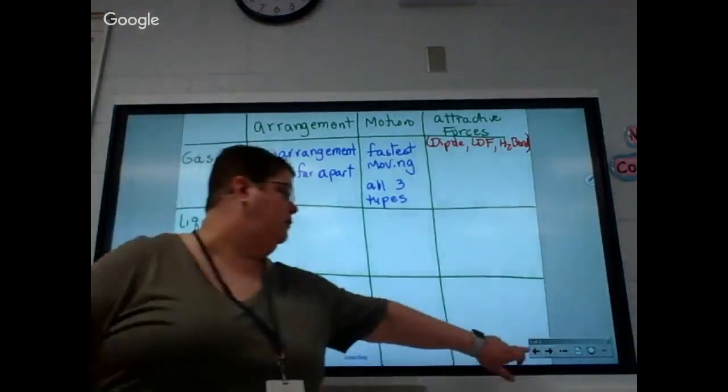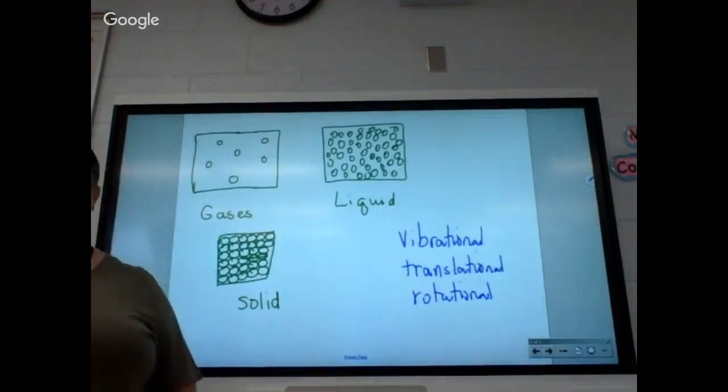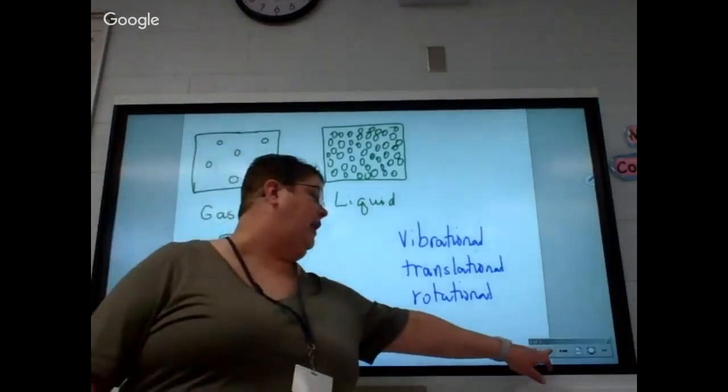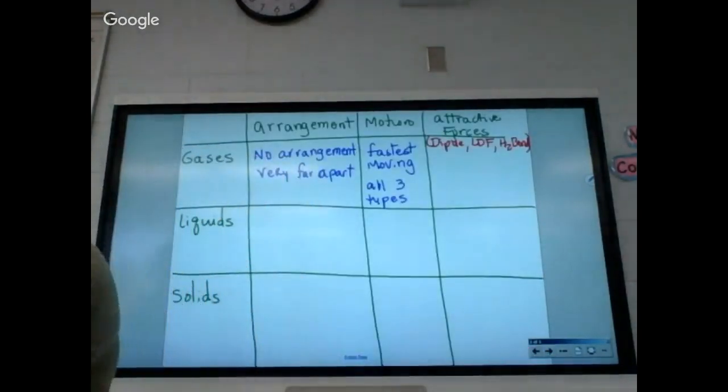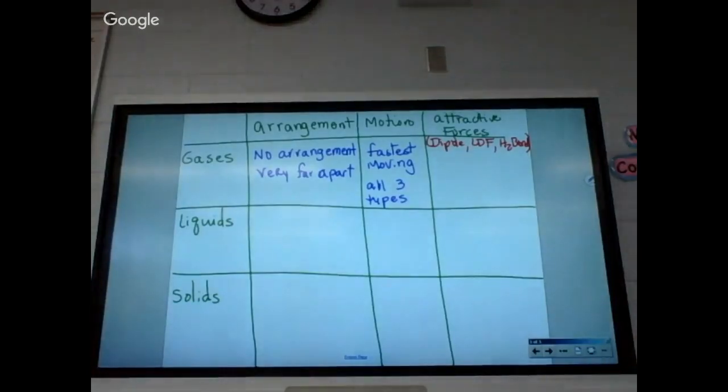That means they can move anywhere throughout the container in a straight line. They can also spin, and they can also vibrate. They can do all three things. Now, they can move the easiest because their particles are far apart. It's sort of like if I sent one of you up the main hall to the office, you would be able to move pretty easily. There might be some people in the main hall, but not a bunch of them. You could easily go up and down the main hall.